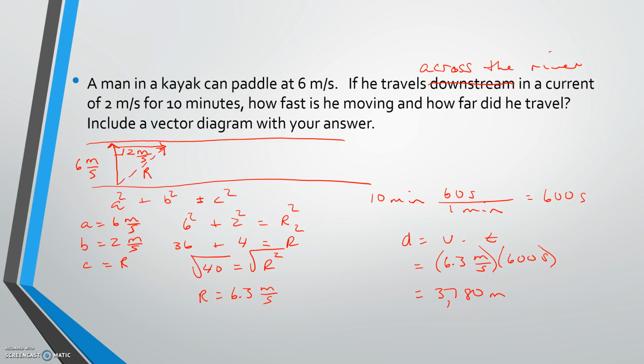So we've got three case scenarios here. We've got where we're going to be adding our vectors together, and that's when they're going in the same direction. We're going to be subtracting vectors, that's when they're going in opposite directions. And we're going to have to use our a squared plus b squared equals c squared equation when the vectors are at right angles to each other.